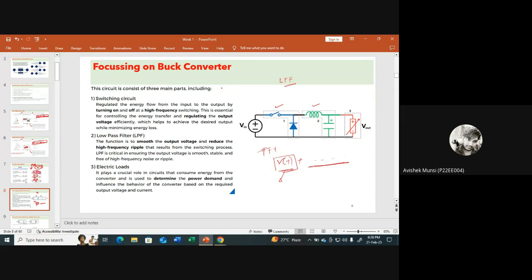So the first structure, that is the switching circuit, in which the regulated energy flows from the input to the output by means of turn off and turn on. For this switch, we have to apply a gate pulse.